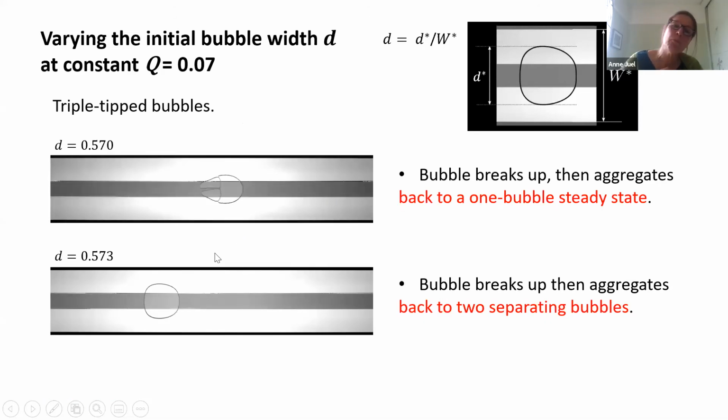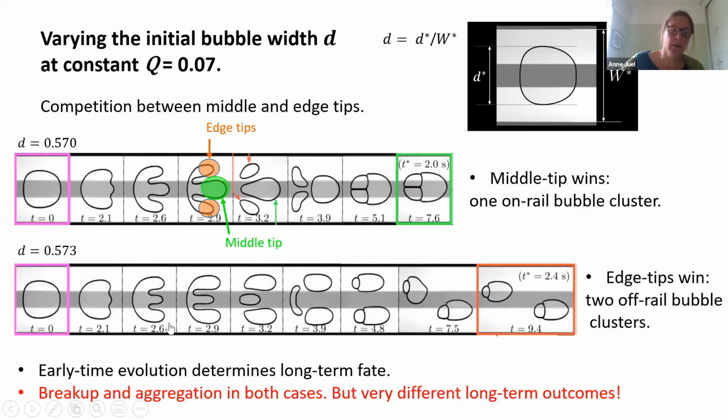Back to a 1-bubble steady state, which is this on-rail asymmetric state, very similar, but now we have a compound bubble instead, and very similar to previously. And for the second bubble, we have a breakage that leads to 2 separating bubbles. And so if we look in the detail at this, we see that there's a competition between these middle and edge tips of the bubble.